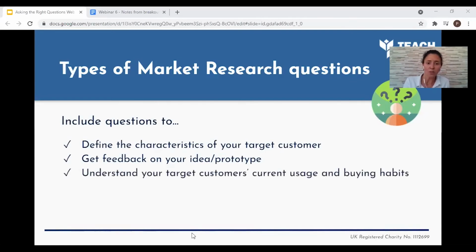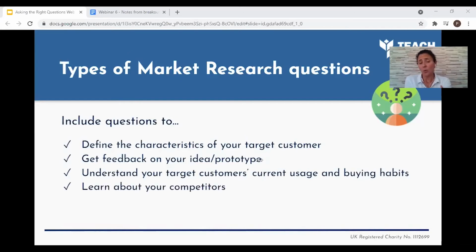Then there are also questions about your target customers' current usage and buying habits. For example, following the example of liquid soap from the activity, which brand they buy currently, how often do they use and buy it, which factors are most important to them when deciding which type of soap to buy and where from. Is it price? Is it quality? What factors determine their buying power?